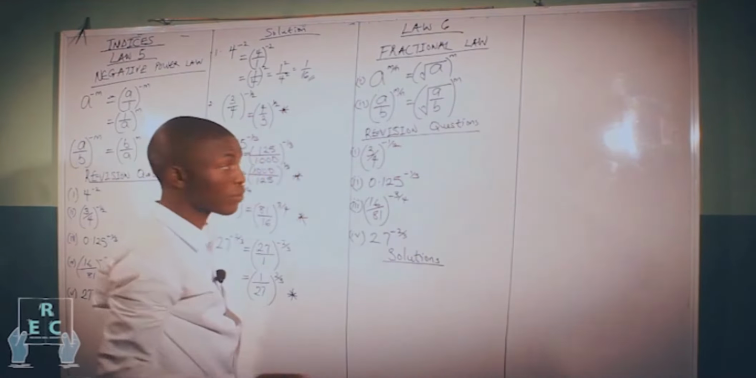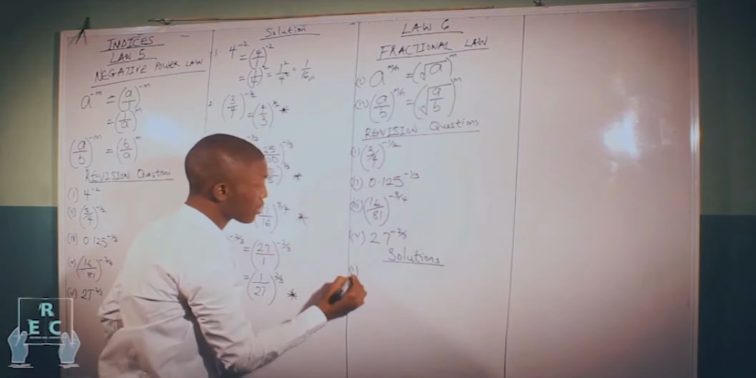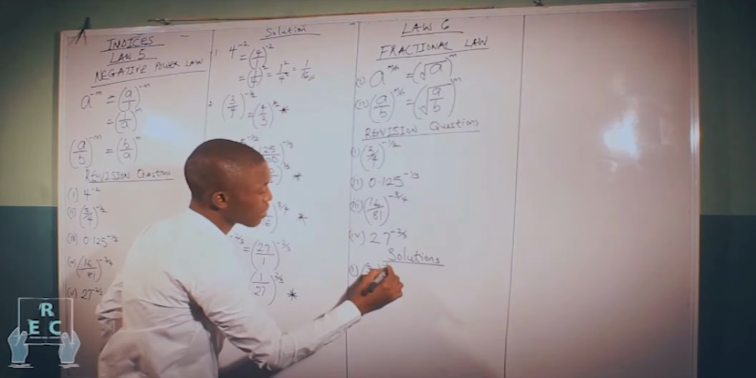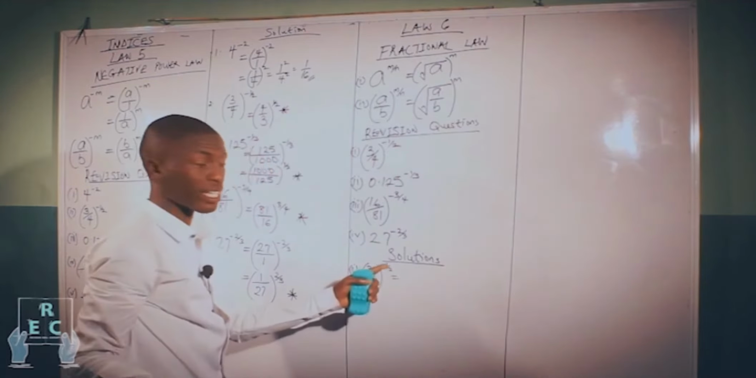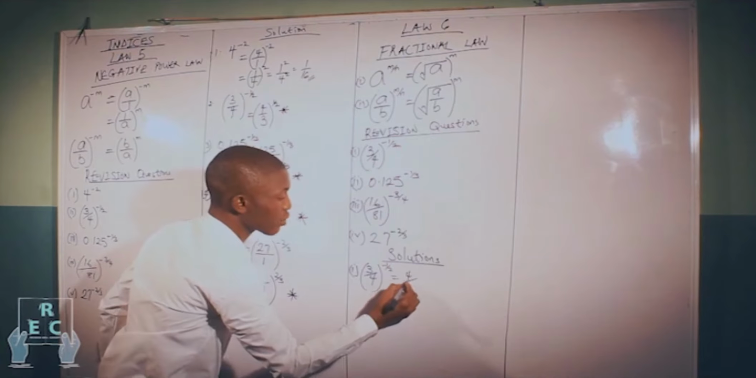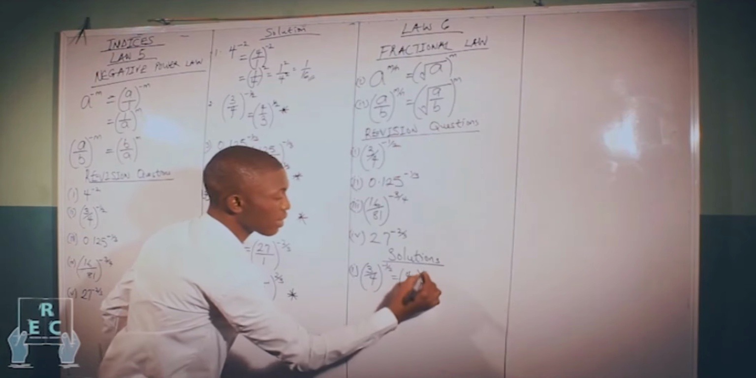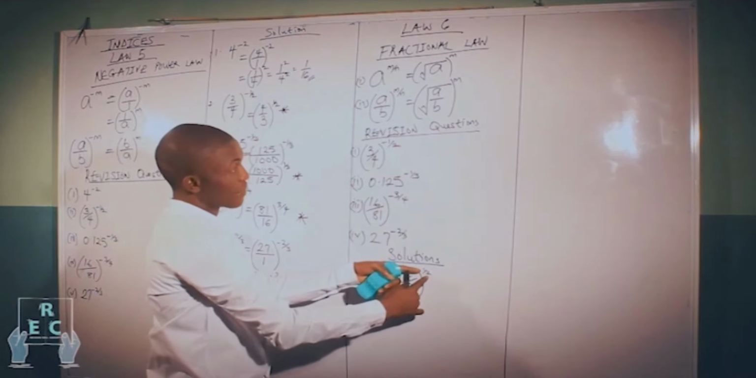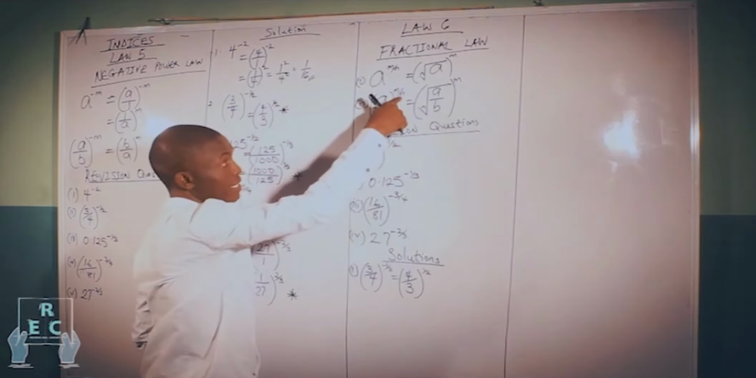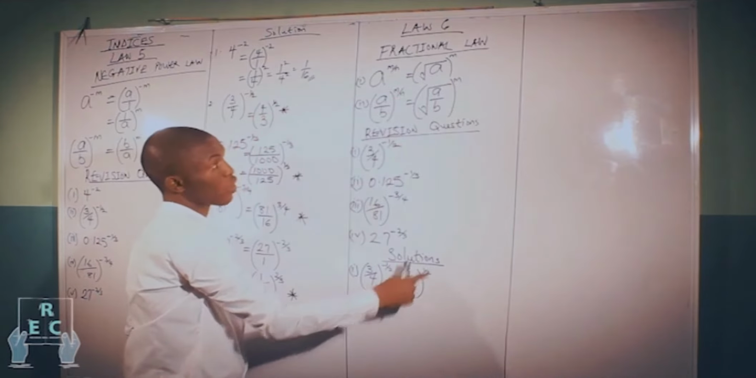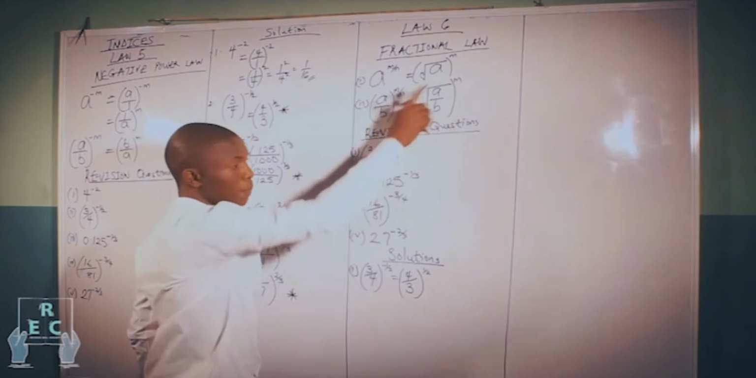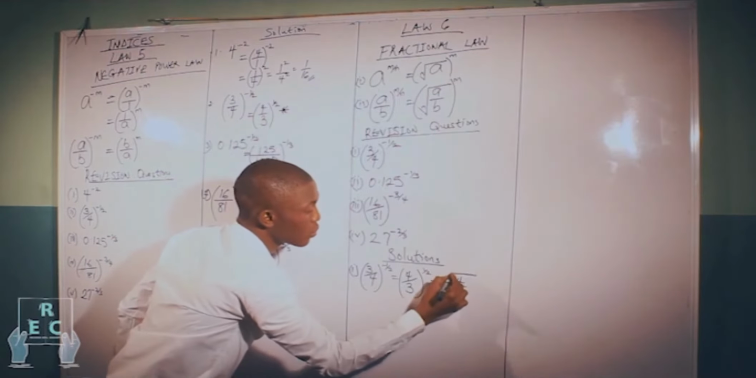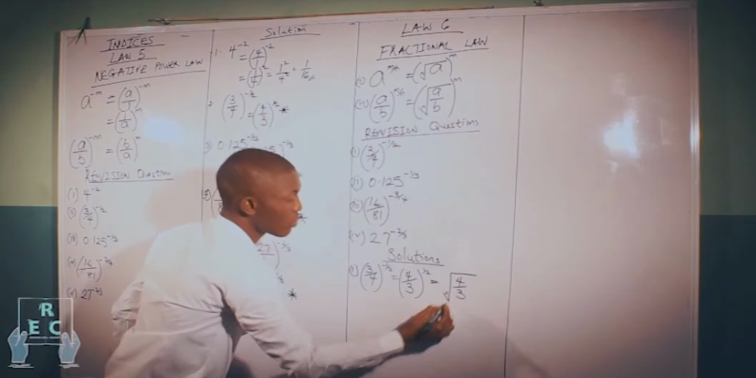I'm glad we've done it to an extent, so there is no cause for alarm. 3 over 4 raised to the power of minus half. The first thing is to remove your negative sign by introducing a reciprocal. Did you see that? Thereafter, we apply this law. From here, 2 becomes the root, and 1 becomes the power. As simple as that. You have 4 over 3, root 2.